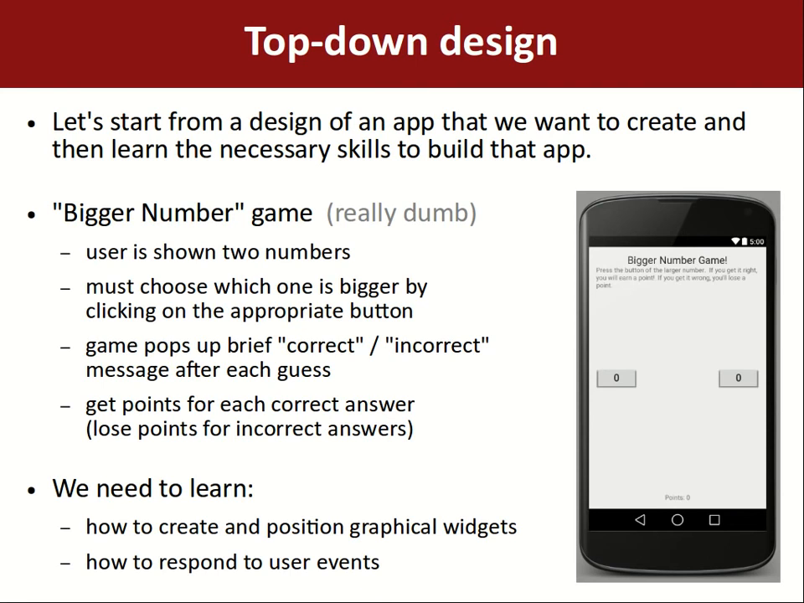Goal is maybe we can try to write this. It's a number guessing app. There will be two buttons, and they'll both have numbers on them. And the user's job is to push the button that has the bigger number on it. And if they do that successfully, they'll get a point. And if they push the button that has the smaller number on it, they'll lose a point. This is AKA the Berkeley admissions app.